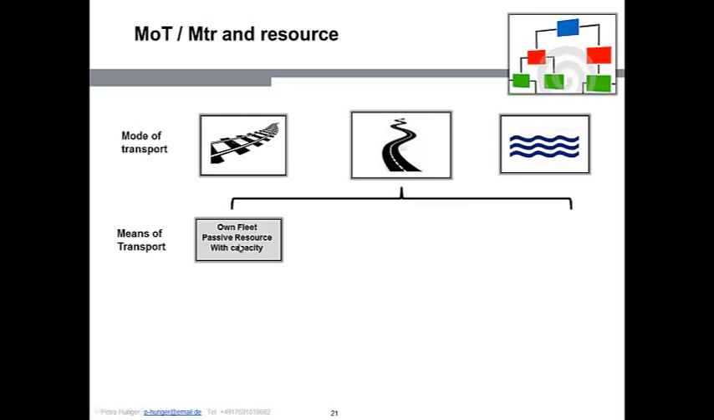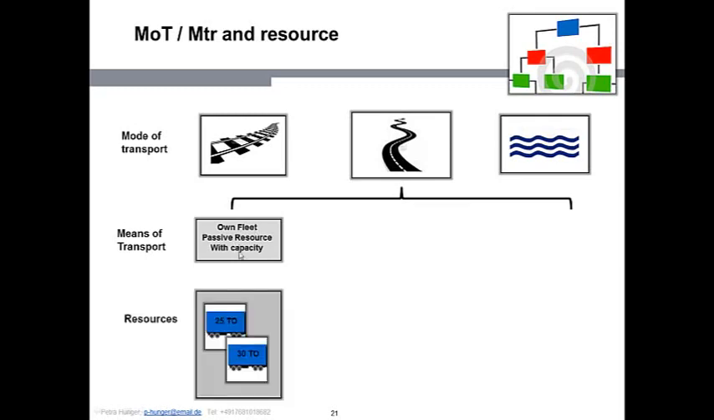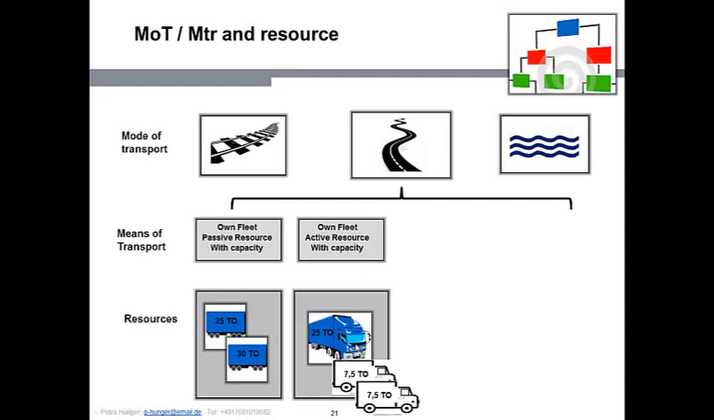So for example, own fleet, passive resource with capacity. So here you have resources which are trailers and belong to this means of transport. Second one is own fleet, active resource with capacity. So now this thing can drive. And you can have different kinds of resources of that type.